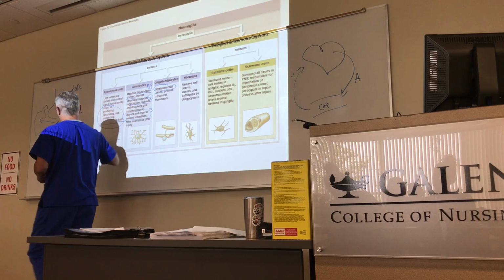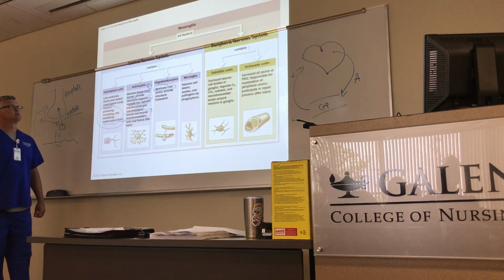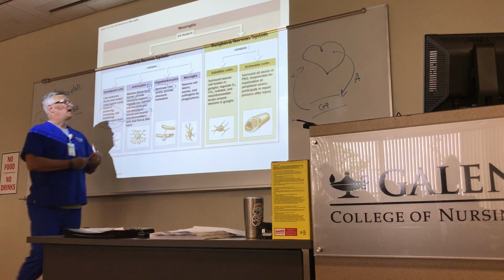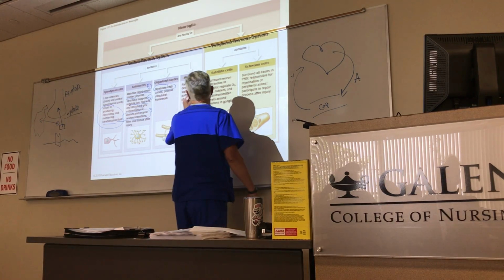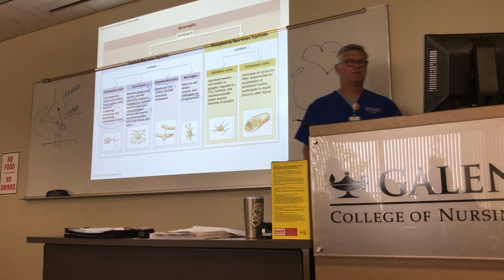They also provide a structural framework. If you think about all of these individual neurons running around, you need something that holds them together or in the proper place. And oligodendrocytes will do that. But remember, myelination is the main thing there. Microglia, these are immune system cells. They're phagocytes.